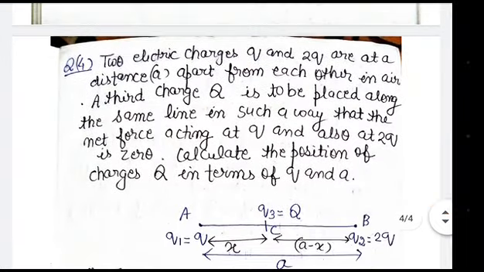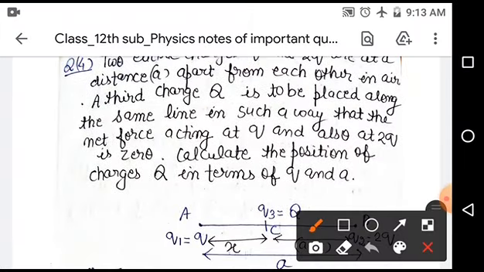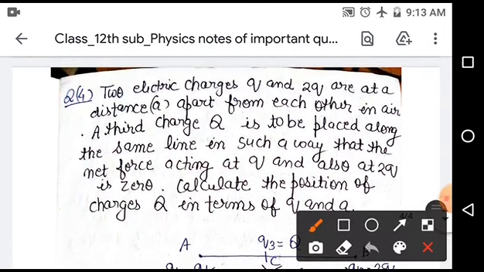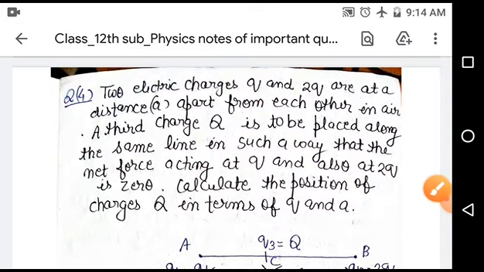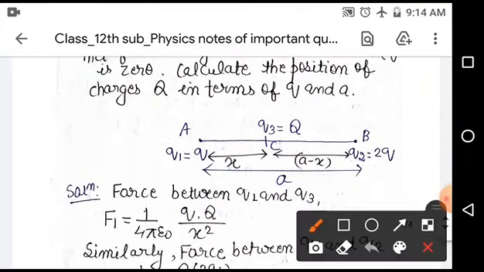Now student, we will discuss the next example, and the next example is: two electric charges q and 2q are at a distance small a apart from each other in air. A third charge capital Q is to be placed along the same line in such a way that the net force acting at small q and also at 2q is 0. Calculate the position of charge capital Q in terms of small q and small a. So first of all, we will discuss the diagram.